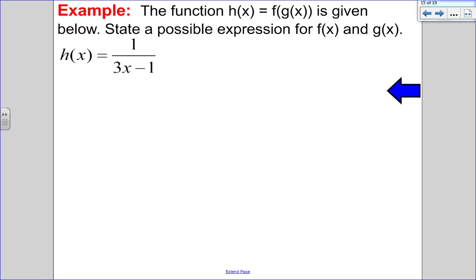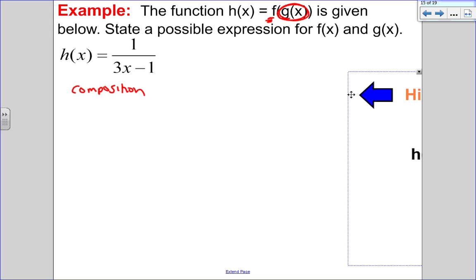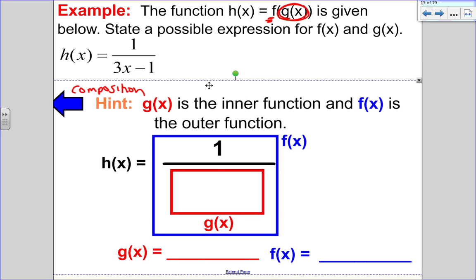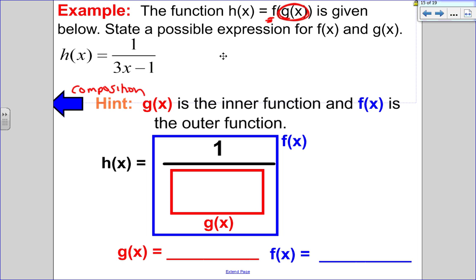So the function h of x equals f of g of x is given below. So this again is my composition function. Again, I want to think inside, which is g of x, outside, which is f of x. So in doing this here, h of x is 1 over something. So that something is 3x minus 1. So I think of g of x as that inside function, which is 3x minus 1. F of x would be the outside function, which I see as 1 over x.